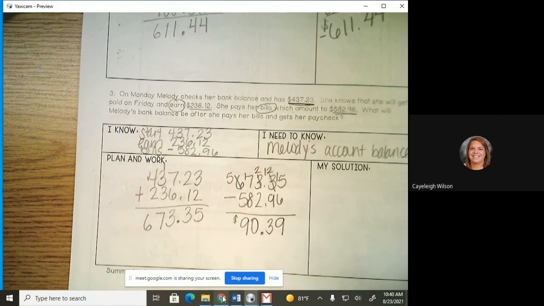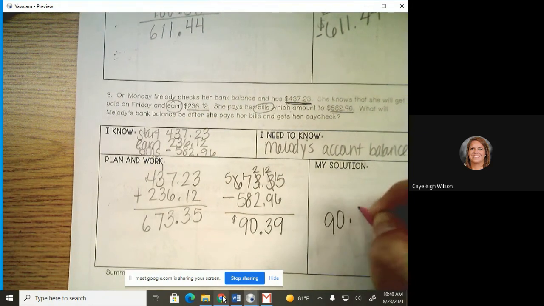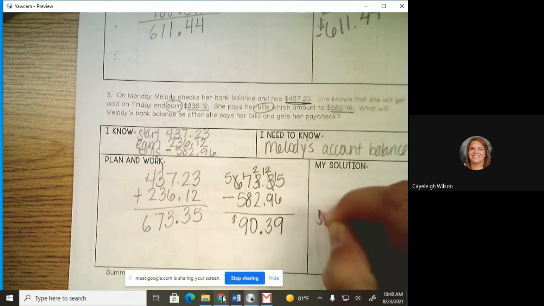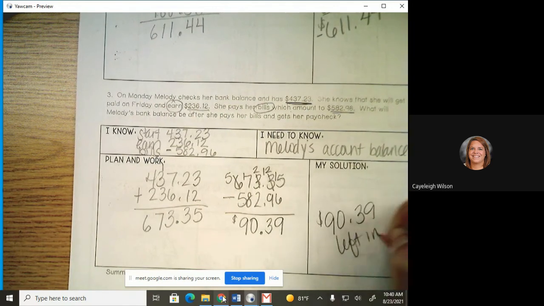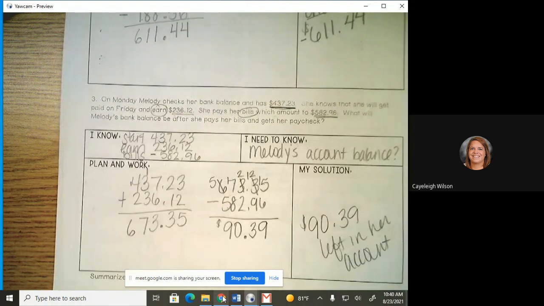So is that a positive amount or a negative amount that she has in her account left over? A positive amount. So we say that she has $90.39 left in her account. Are there any questions over this before I let you all work on your homework problem?